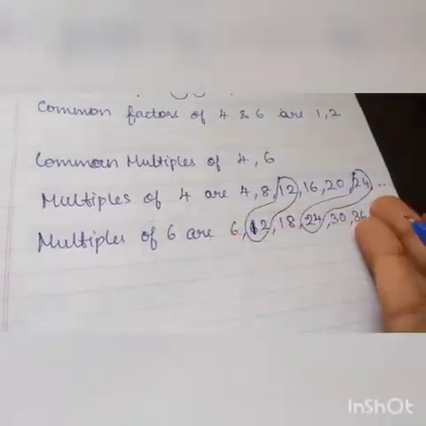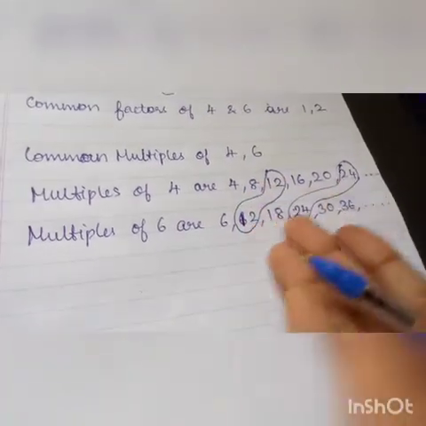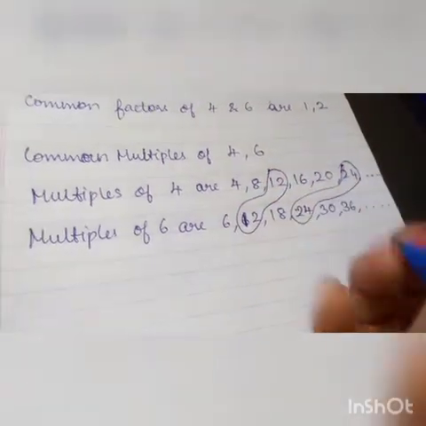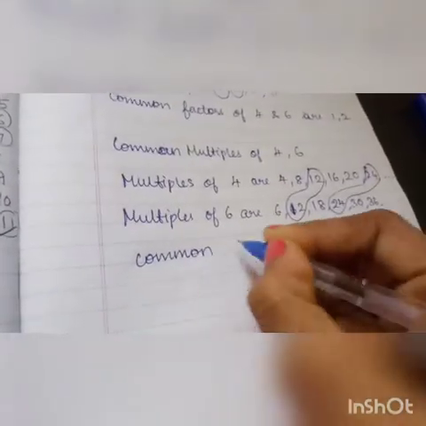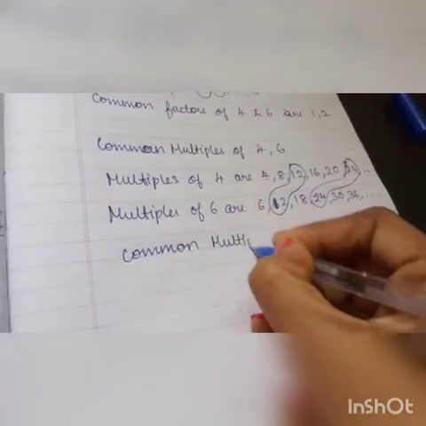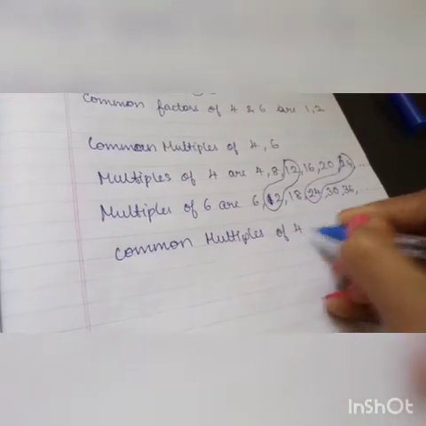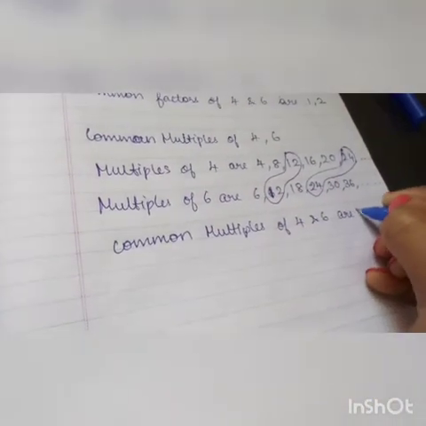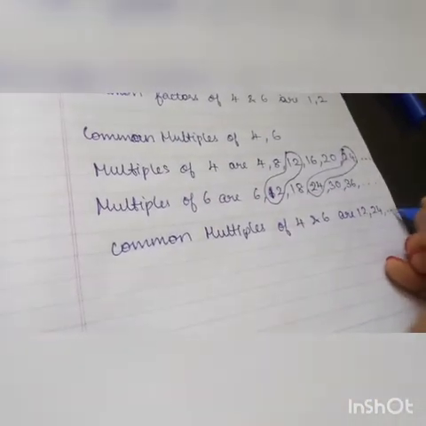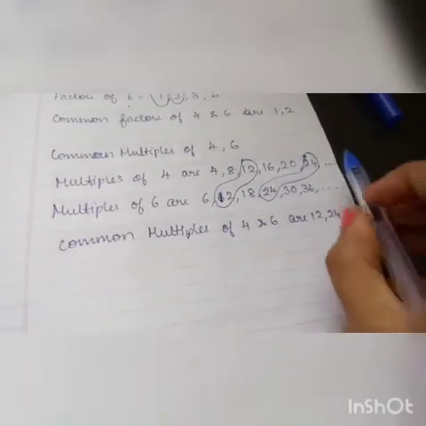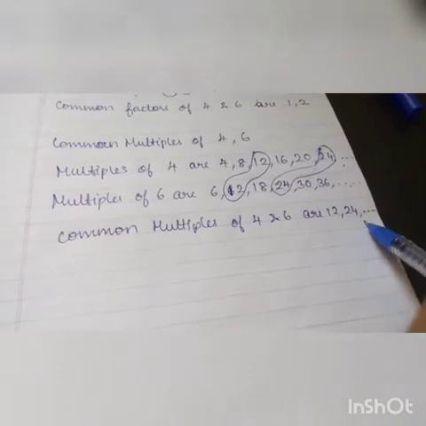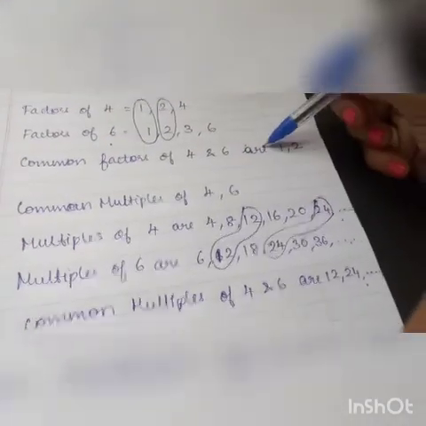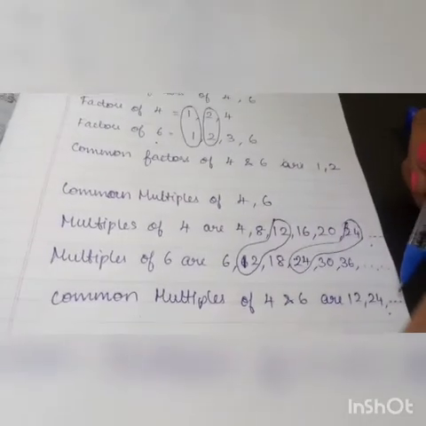Only till this point we have written, so I have found only two common multiples. So now, the common multiples of 4 and 6 are 12, 24, etc., because this is infinite and this is infinite, so common multiples are also infinite. Here, factors are finite. Here you should put commas.